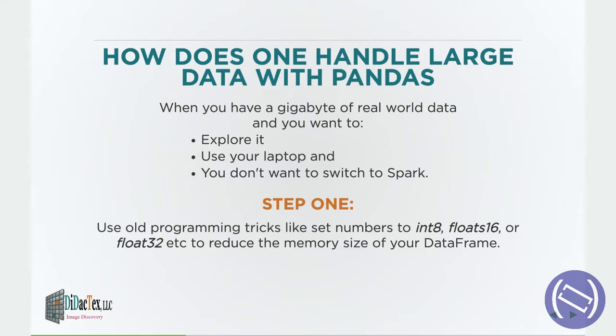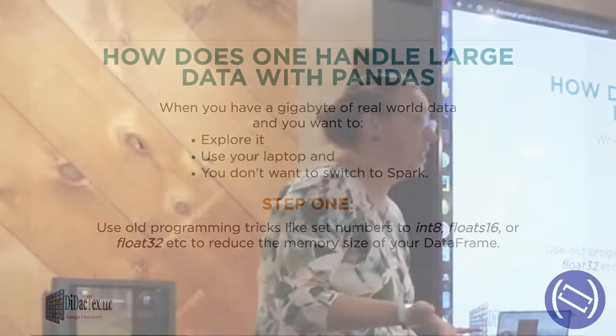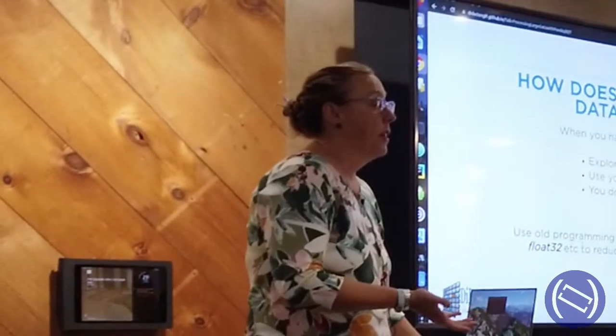Well, the first step is to use old programming tricks. Try to reduce the size of your numbers to the smallest possible byte. See if you can use an int 8, a float 16, a float 32, etc., just to reduce the memory. Because a lot of times when you read in the data sets, even for an integer like an int 8, it's going to read it in as a float 32 or float 64. And that's really big. You can drop the size of your data by a factor of 4 or more by just doing this.